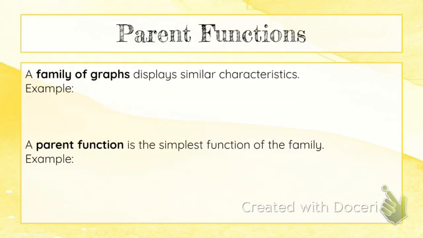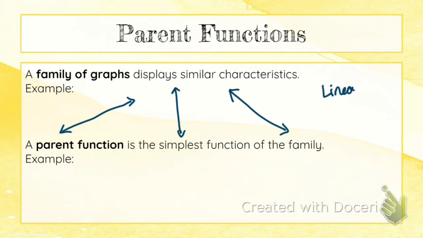So parent functions are a family of graphs. Oh, sorry, that is incorrect. Okay, so a family of graphs displays similar characteristics. So that might be any kind of line. So like, this might be a graph, this could be a graph, this could be a graph. And those are all part of the linear family because they all are lines.